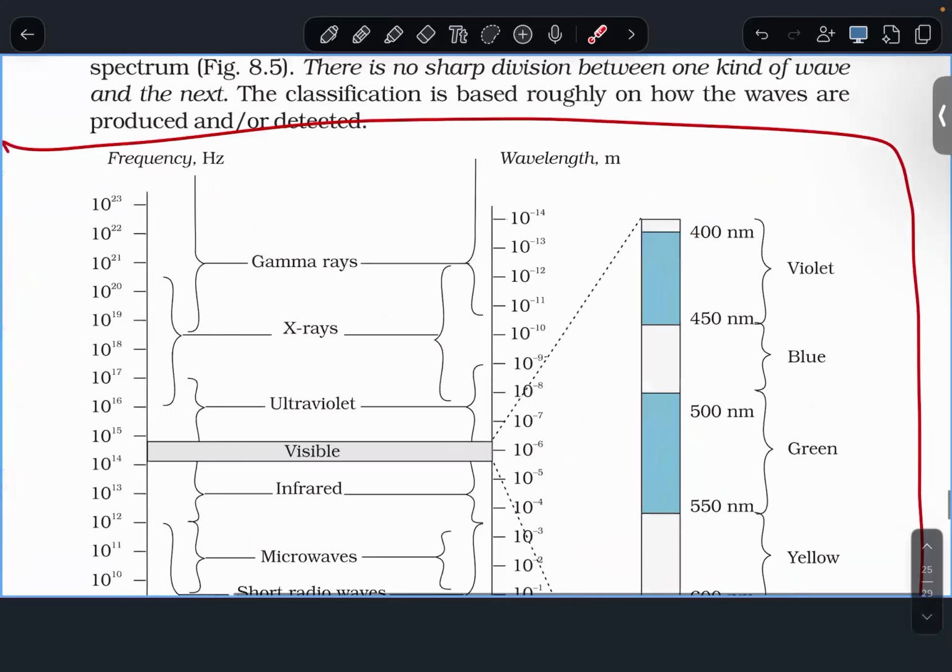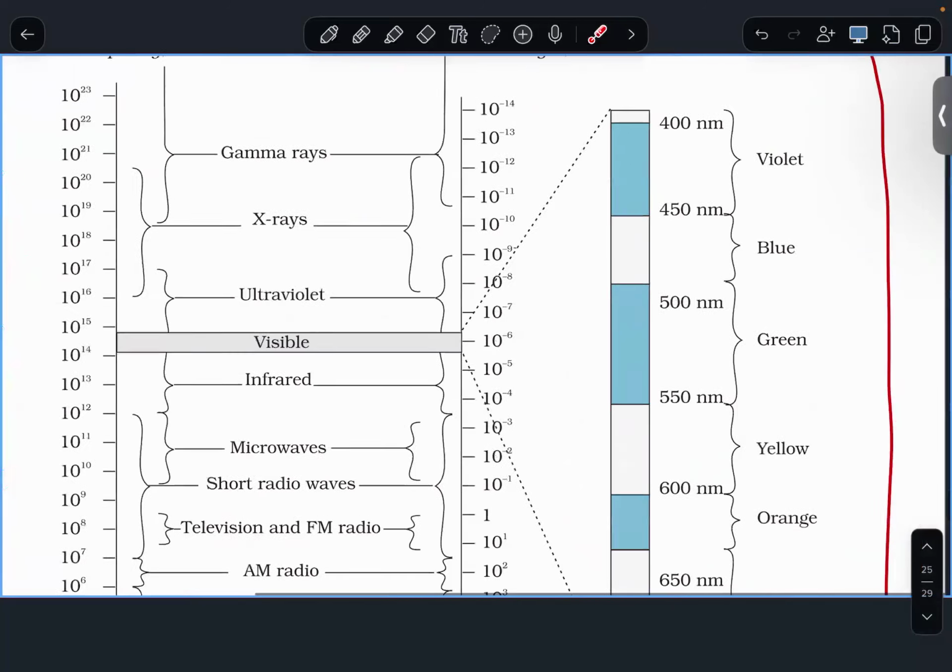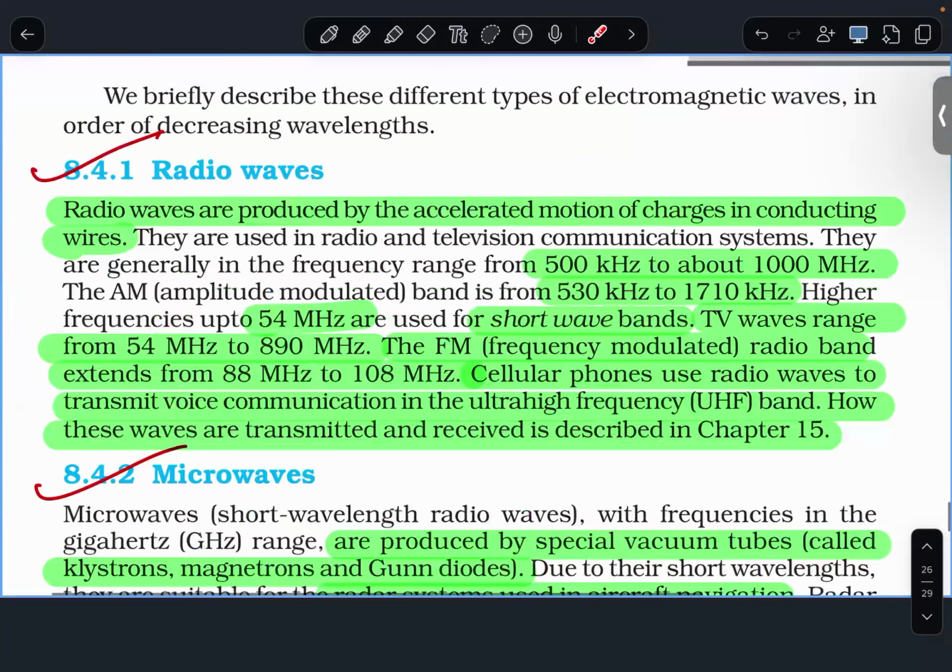Right. Now, you will deal with them one after the other. For example, you take radio waves. How are radio waves produced? Radio waves are produced by the accelerated motion of charges in conducting wires. How and all that is not your headache right now. I told you, what I am giving you is only information. That is the reason why I skip that. You learn it in engineering.